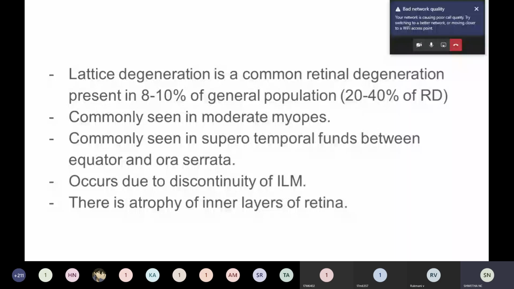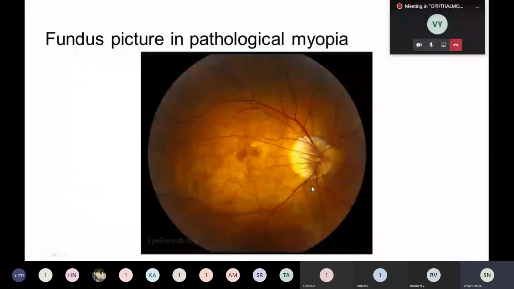So this is the fundus picture of pathological myopia I'm showing. You can see this is the optic disc, what we call the round optic disc. It is usually of a lesser size. You can see the disc size is enlarged, and the optic disc cannot be made out. This is very big.